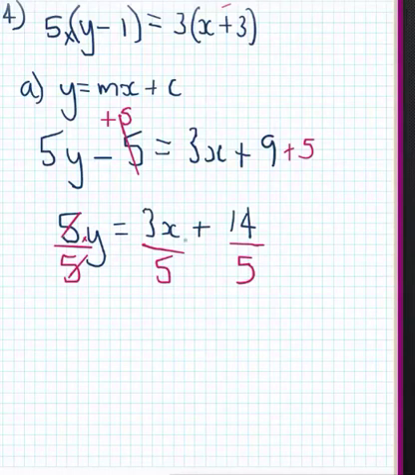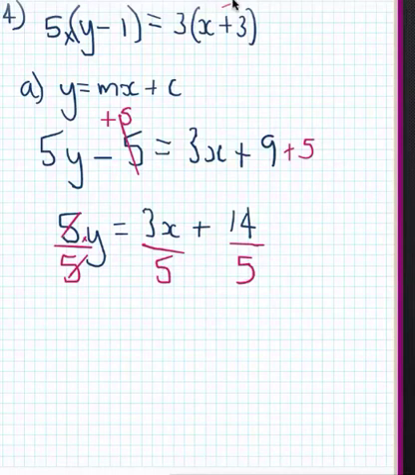Now, 14 divided by 5 will give us 2.8, so we can't turn it into a whole number. Now just leave it as an improper fraction, but keep in mind that it is 2.8. So if you were asked to draw it, you'd obviously put it in your calculator and locate 2.8 on your axes. And the same with 3 and 5. We can't simplify 3 and 5 anymore, so therefore I'm done.